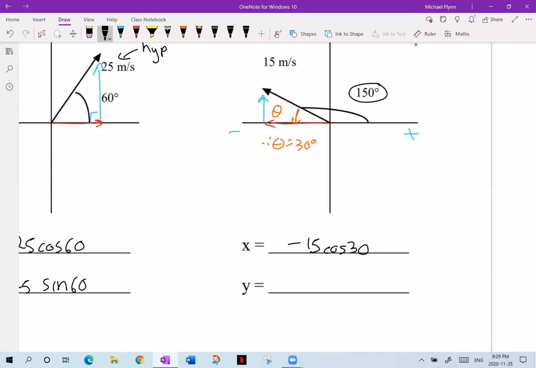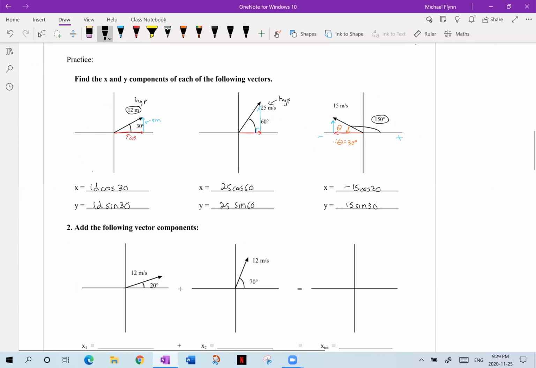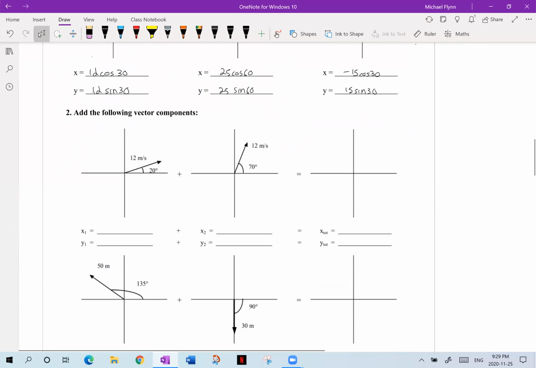That's how big the red vector is. It's in the negative direction. Remember, they're still vectors, right? They still have direction, and the north one is in the positive direction. So it's going to be 15 sine of 30. See, no problem, right? I did the first line for you, okay?